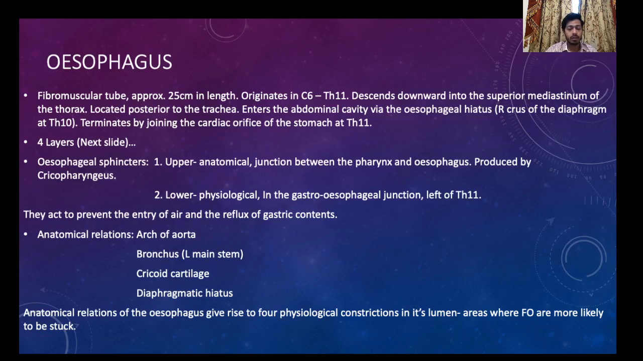So the difference between an anatomical sphincter and a physiological sphincter is that a physiological sphincter is obviously crucial to the physiological function of it, whereas an anatomical sphincter is something that is produced during embryology, and it's more so for providing structure, possibly, you could say, whereas physiological is actually for functioning. And the lower sphincter is in the gastroesophageal junction, which is left of TH11.